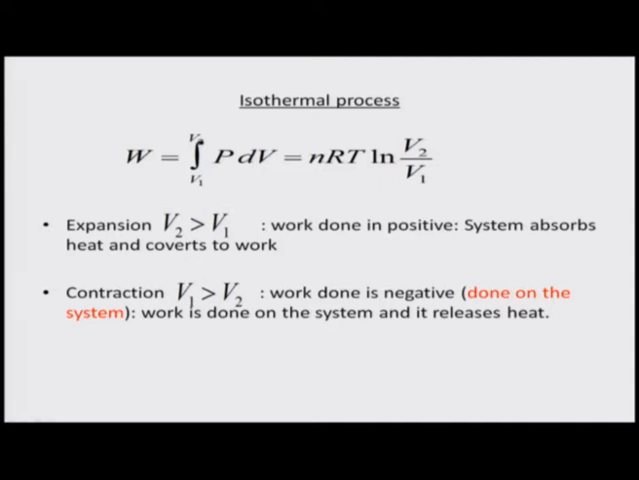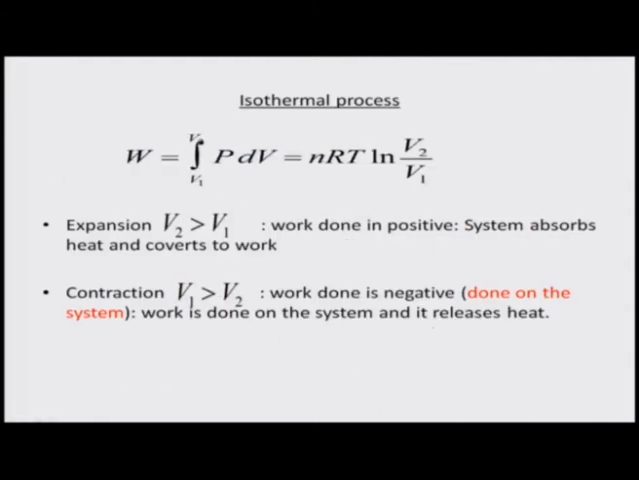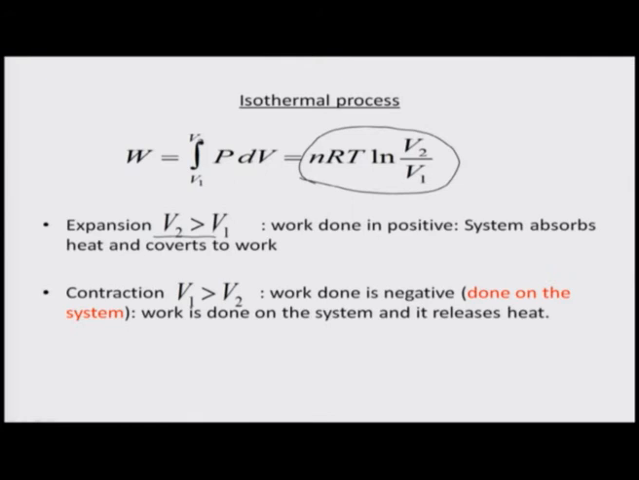The work done is the integral of PdV, which, if you go back to the previous slide, is nothing but the area under this curve, as I said in the very beginning of this set, and this work done can be easily calculated, which is nRT log V2 by V1. This is the final expression for work done in an isothermal process. If I consider expansion, that means V2 is greater than V1, which is the picture I have shown here, you can immediately see work done is positive, which is this one.